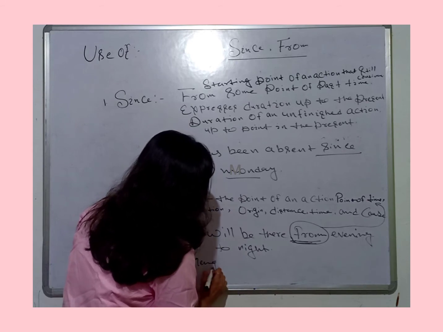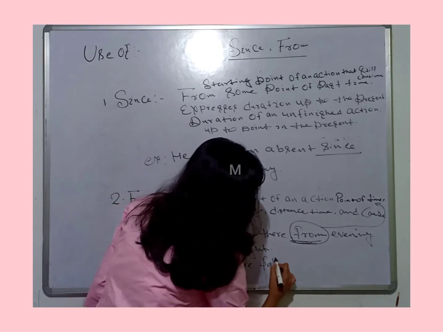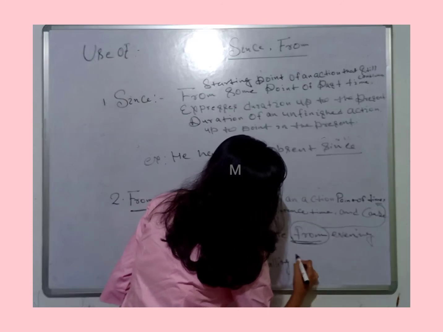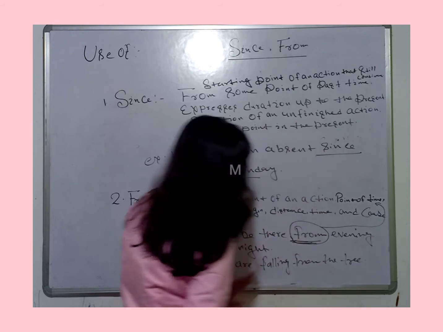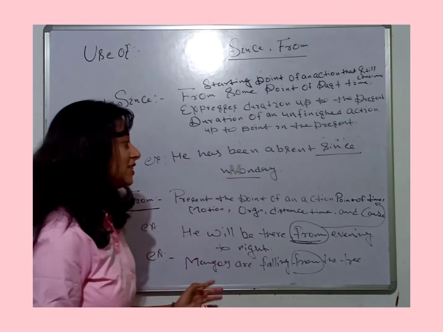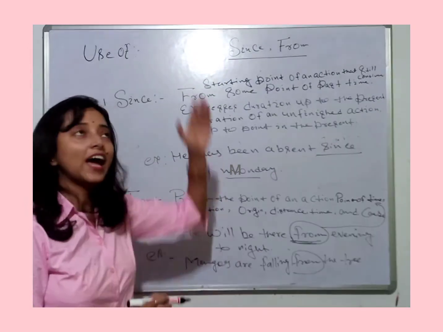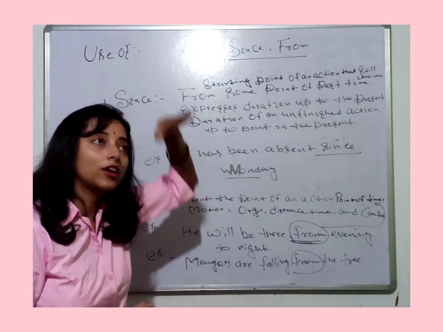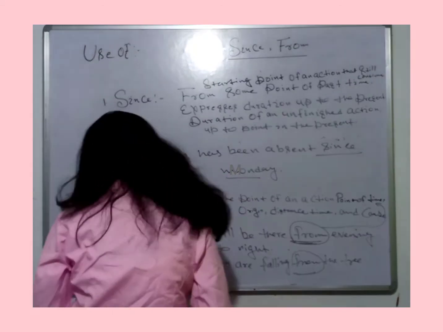Mangoes are falling from the tree. Now here, from, what does it indicate? It indicates motion, that mangoes are falling from the tree. Therefore here we use from. Let's see more examples.